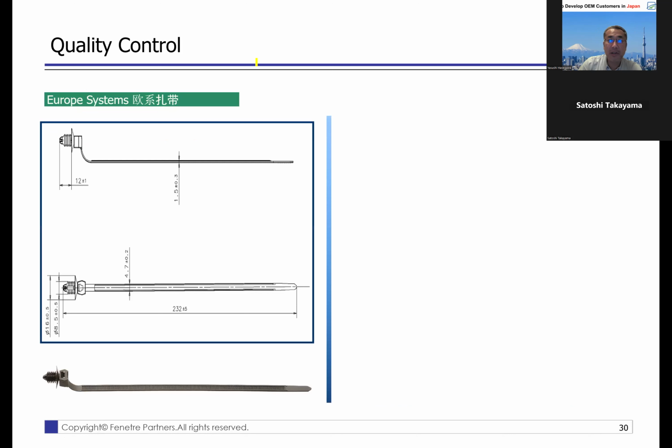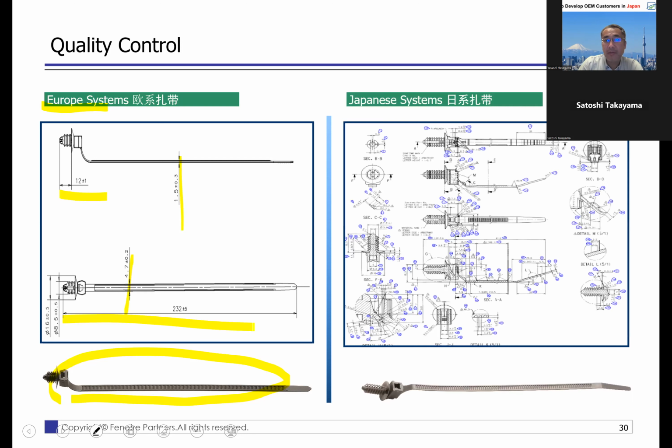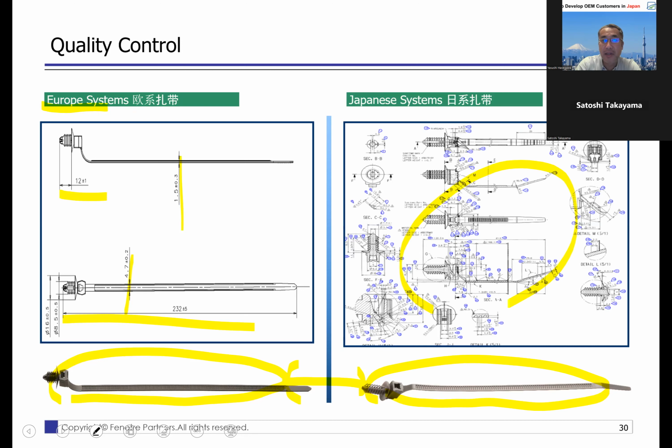So this is a good example. This is a specification provided by a European company to a Chinese factory. This is outsourced manufacturing of this type of product. You can see a very simple specification, right? And this is a specification from a Japanese company to the same Chinese factory. These products are almost the same. However, the way of making the specification is like this.